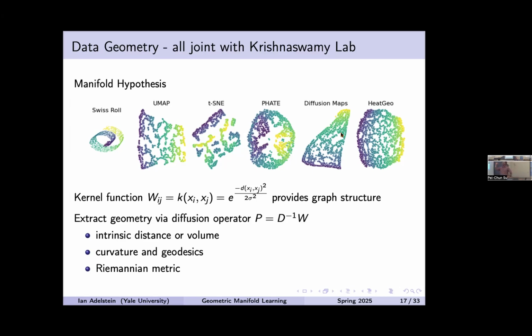So in what we do, we're following that line of thinking. We're going to extract geometry via this diffusion operator. And what we hope to be able to do is study the intrinsic distance or volume on our data manifold, the curvature or the geodesics on our data manifold, or maybe even write down a full Riemannian metric for our data manifold. These are our goals. And I'll say that over the past 4 or 5 years, we've written papers in all of these directions. And today I'm going to talk about one method we have for writing down a Riemannian metric on an arbitrary data manifold. Okay.